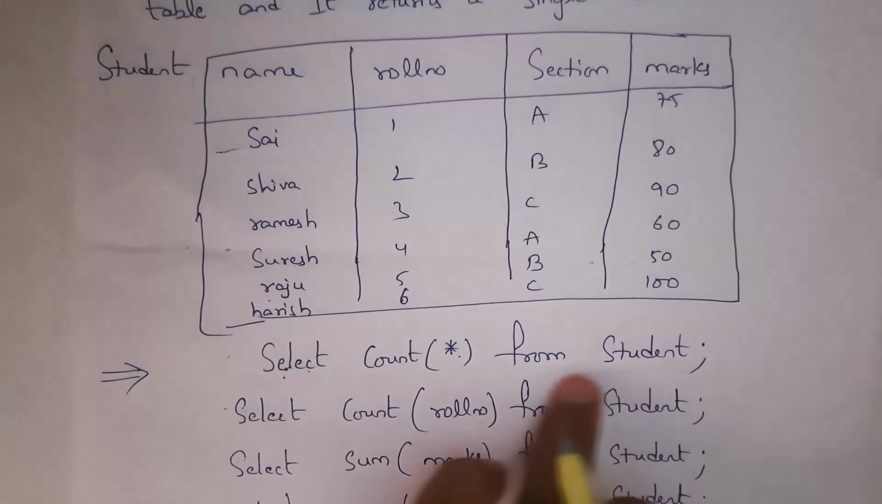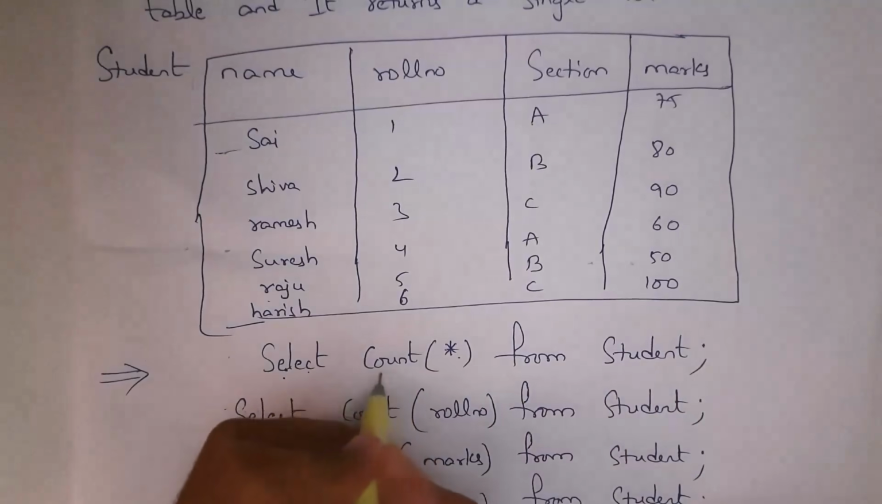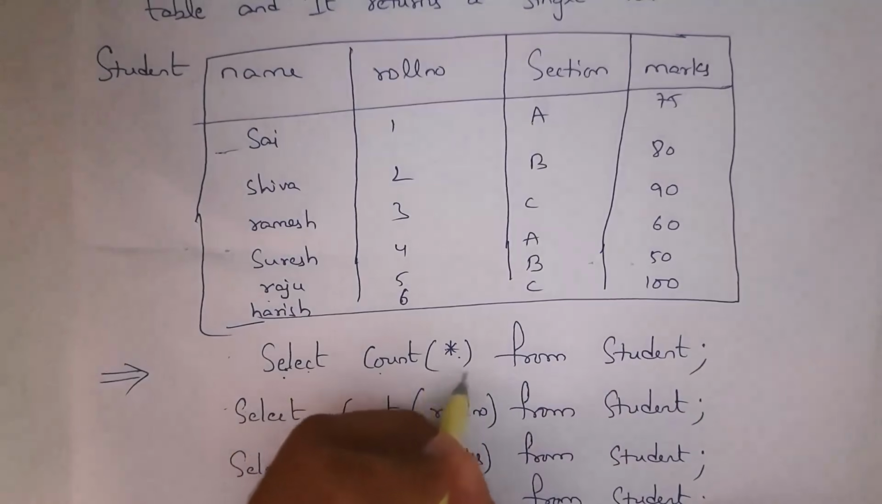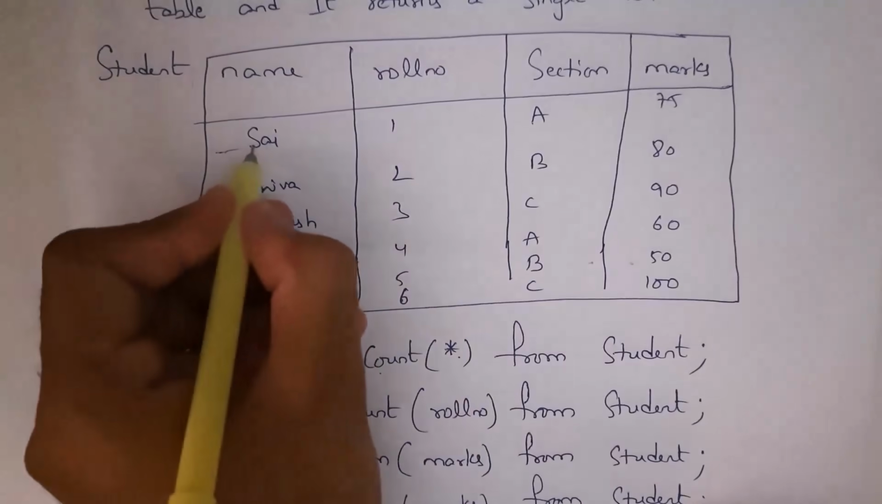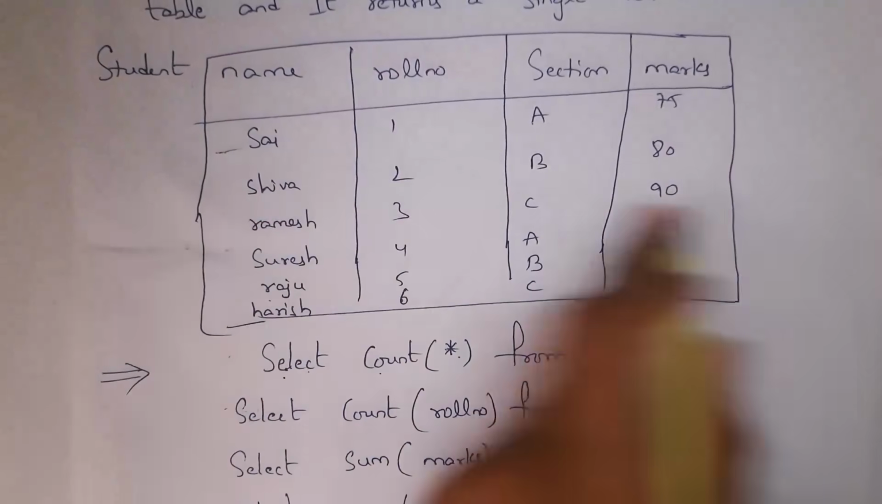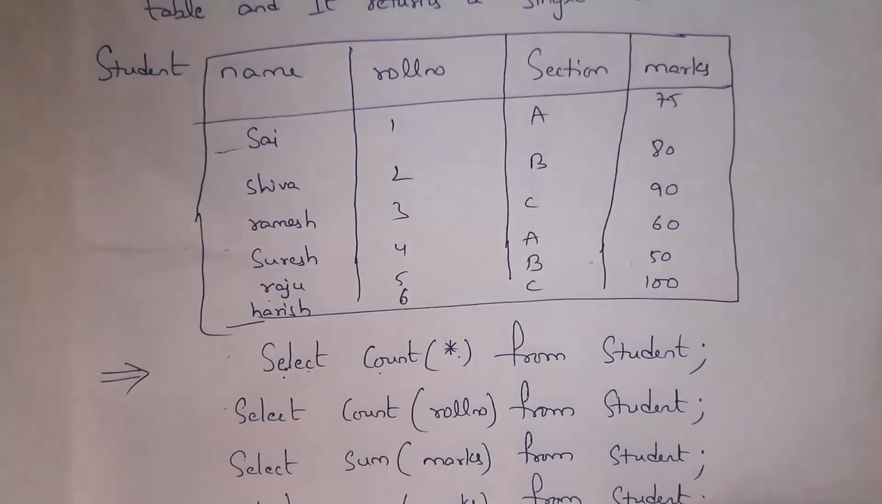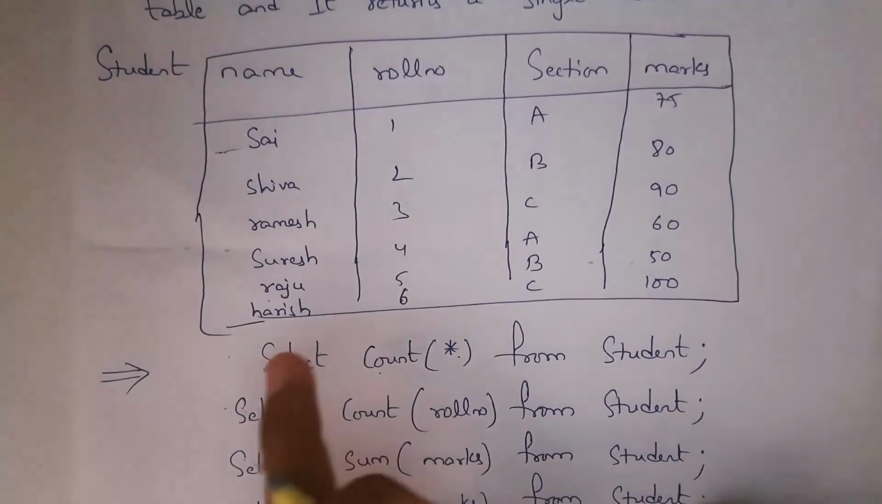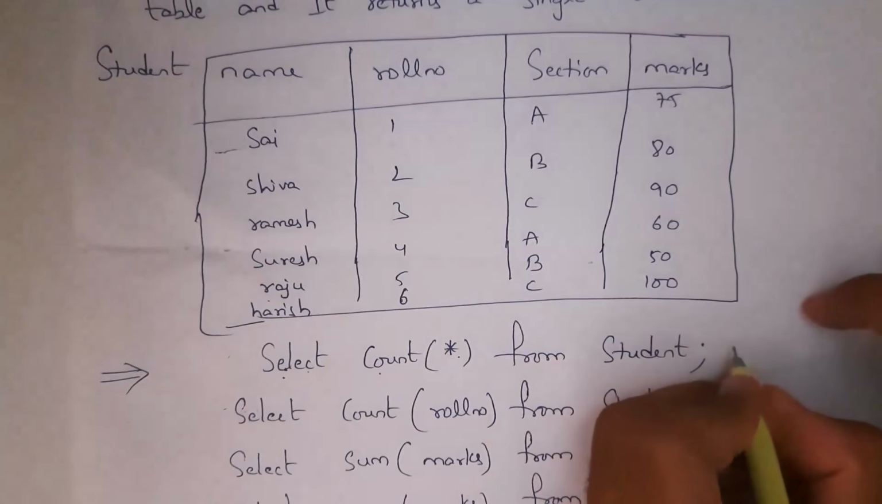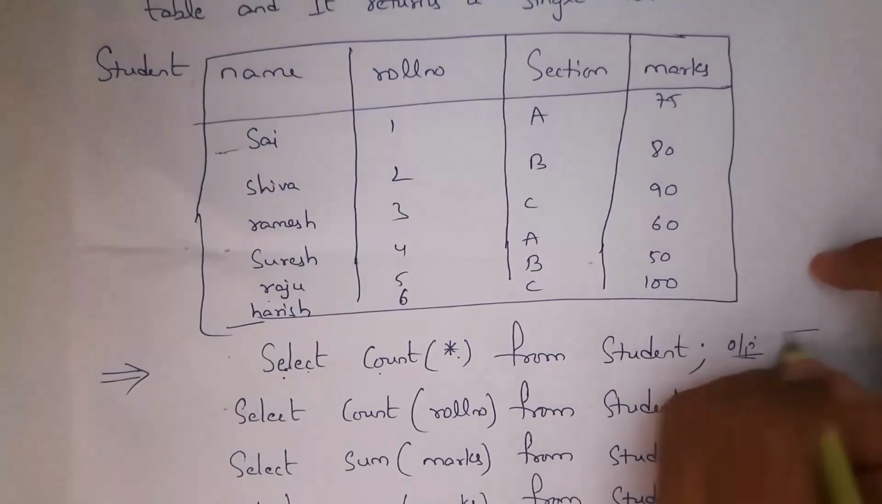Guys, whenever you write this code and click enter, it will count the number of rows present in all columns. So total there are 1, 2, 3, 4, 5, 6. Total there are 6 rows. So whenever I write this code and click enter, it will display the output, that is 6.